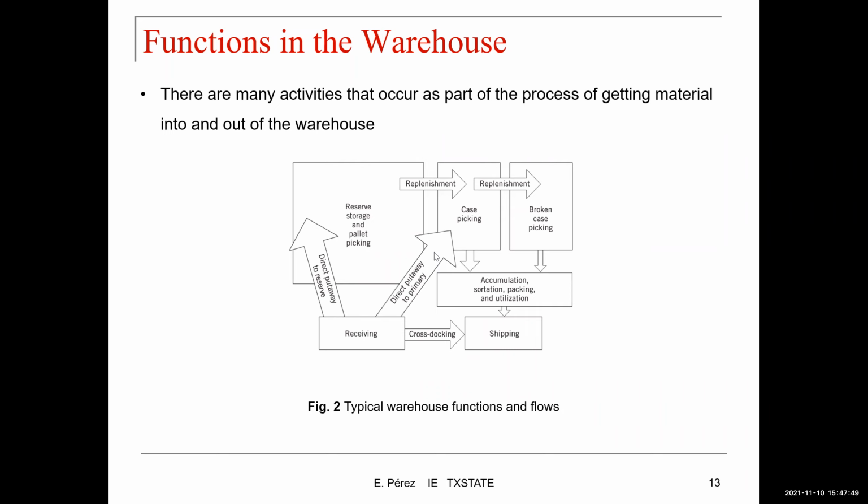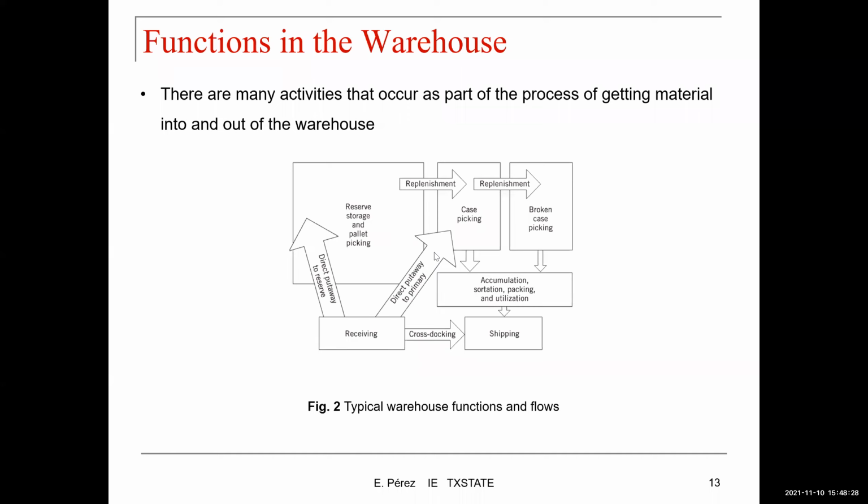And we also have the direct put away to primary. So in this case, we know this product will be moved really quick, so we don't necessarily have to put them in the reserve area. We can move it directly to the area where the cases or the boxes are created. So that's the replenishment area. And also we have the accumulation, sortation, packaging, and utilization, which are the previous steps to the shipping. So we have both alternatives.